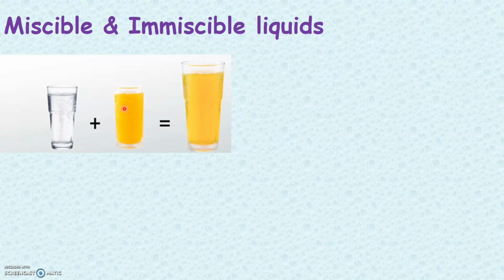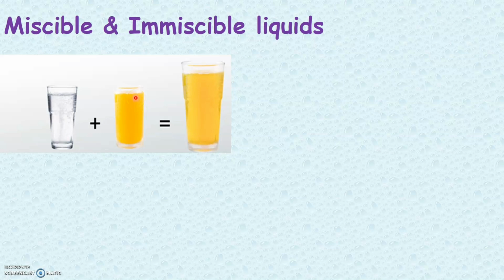Now, do you know what happens when you add orange juice into a glass of water? We all know that when orange juice is added to water, it gets mixed with water well, isn't it? Yes. So, if we take less of water and more of orange juice, or less of orange juice and more of water, in both cases, it is observed that these liquids, that is water and orange juice, mix well with each other or they dissolve with each other completely. They are called miscible liquids.